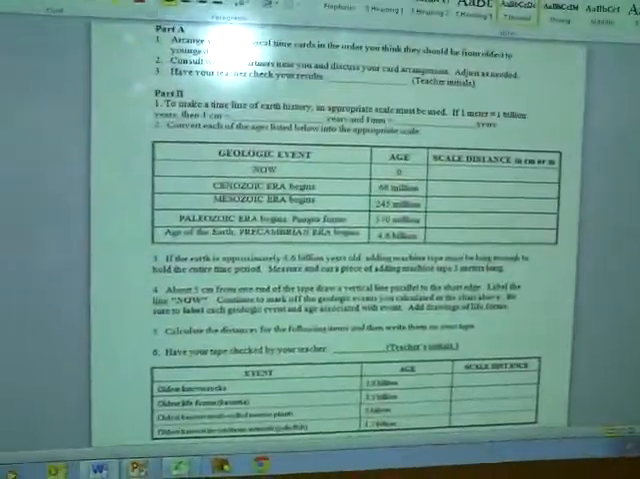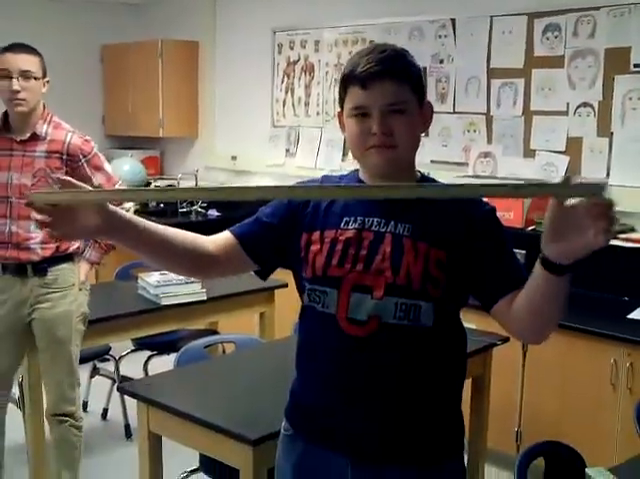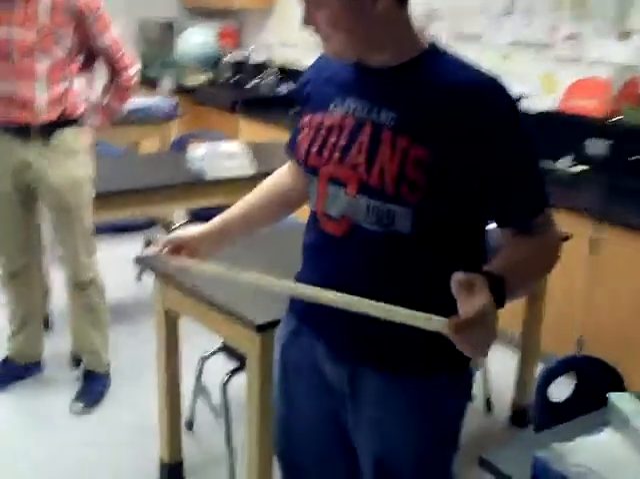So, this is a handout that the students used in which they figured out time, and they take a meter stick, hold the meter stick up. We're going to use that to trace time. So, what are the increments, gentlemen?